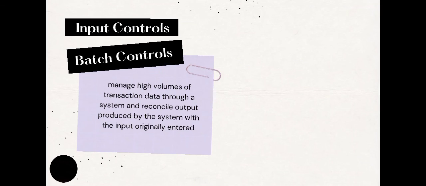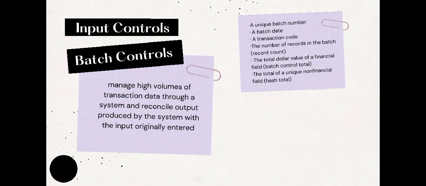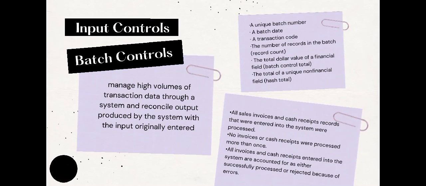Next control is the batch control, which manages high volumes of transaction data through a system and reconciles output produced by the system with the input originally entered. An important element of batch controls is the batch transmittal sheet, which provides for the following assurances.